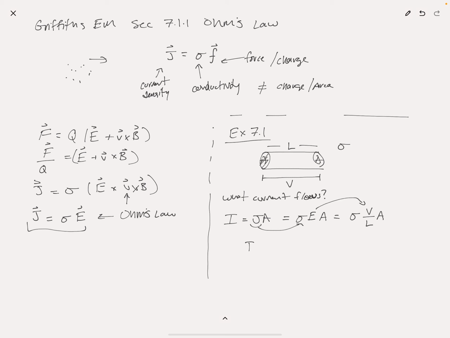Therefore, I can rewrite the current as sigma A over L times V, or just inverting that expression, V is equal to I times L over sigma A. Great. That's the current that flows through that, right? And then I rewrote it as this expression, which I'll explain the reason why I did that in a second.